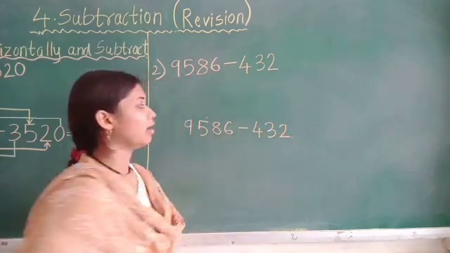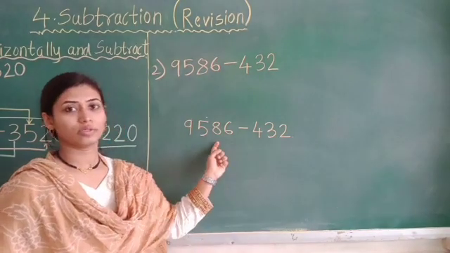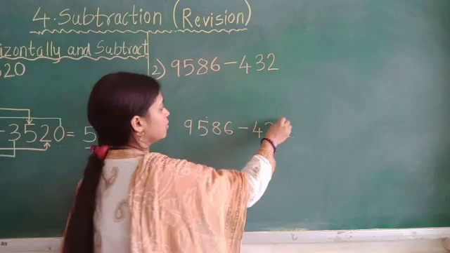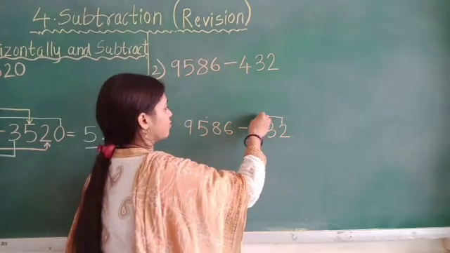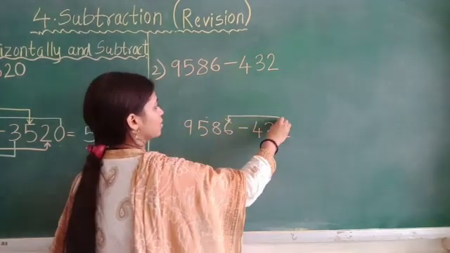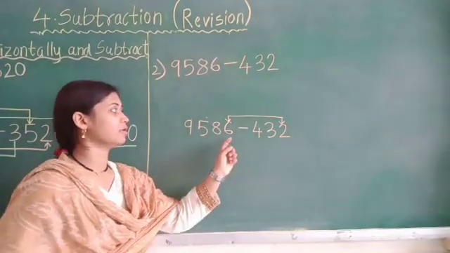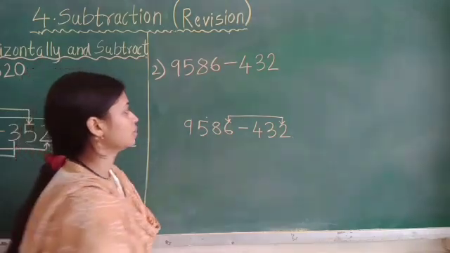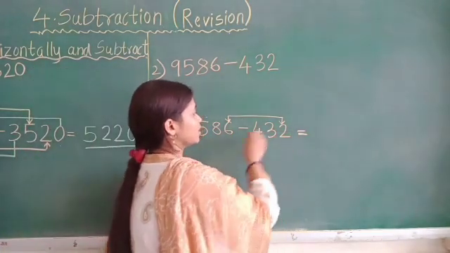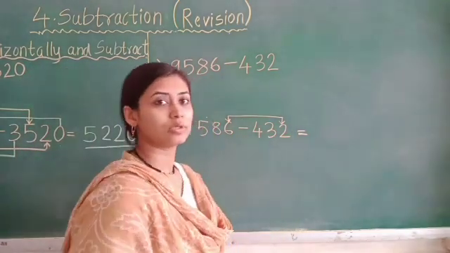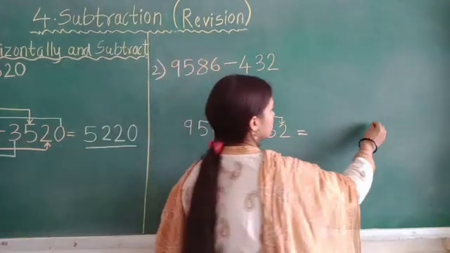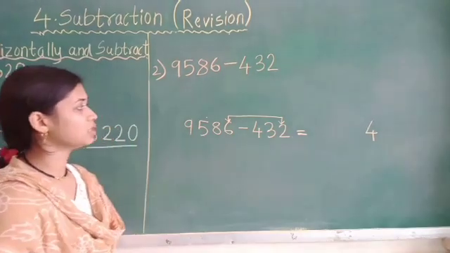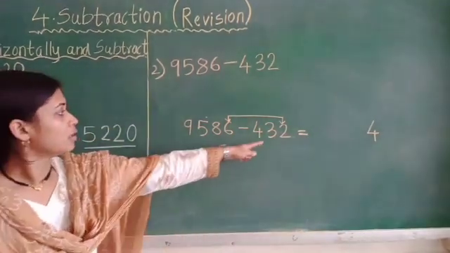432. How will we subtract? We have to subtract in a horizontal manner. So we will start from the units place. 2 we will subtract from 6. Here 2 is in the units place and here 6 is in the units place. So 2 we will subtract from 6. So 6 minus 2 is how much? 6 minus 2 is 4.